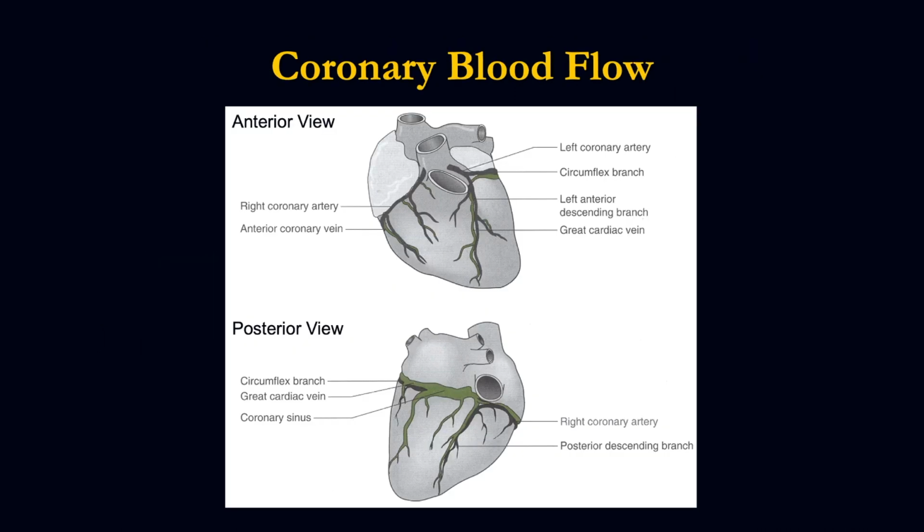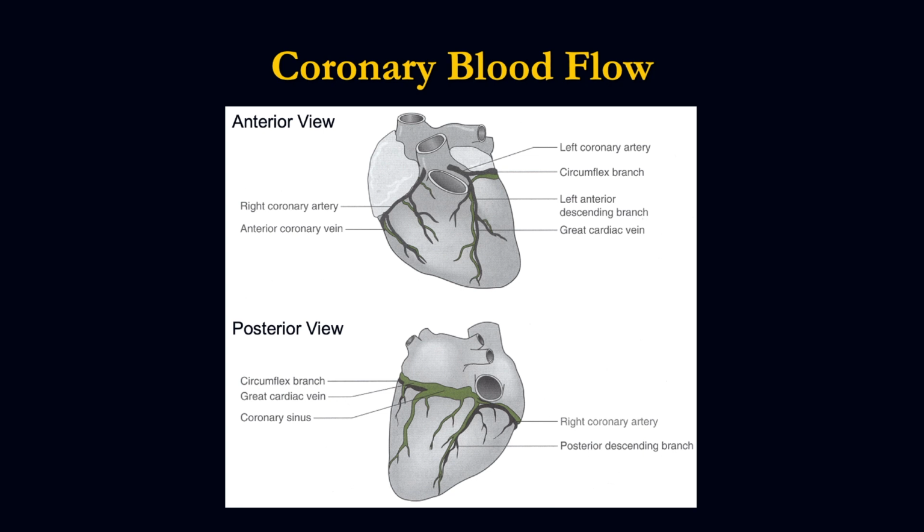Continuing on with anatomy, we have to have a way to supply the heart with blood flow. We do that using the coronary arteries. And so these two figures are showing you the anterior and posterior view of the heart and the major blood vessels that supply the heart with a blood supply. There are two major blood vessels that supply the heart with the blood flow: the right coronary artery and the left coronary artery. The left coronary artery branches off into the circumflex branch, which feeds the posterior myocardium.